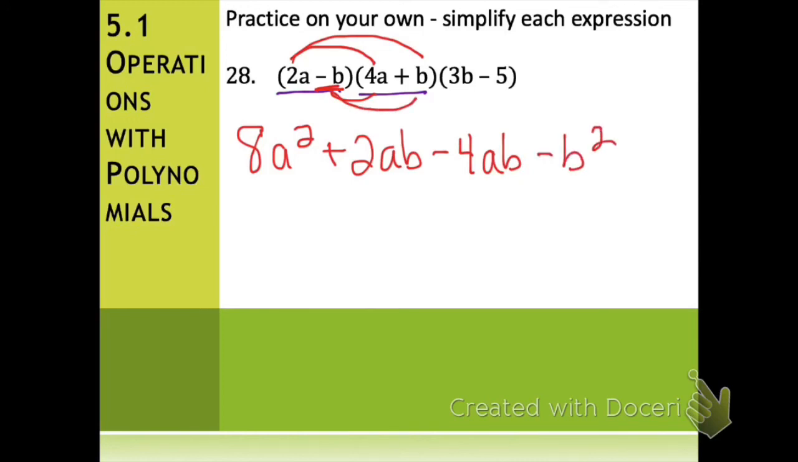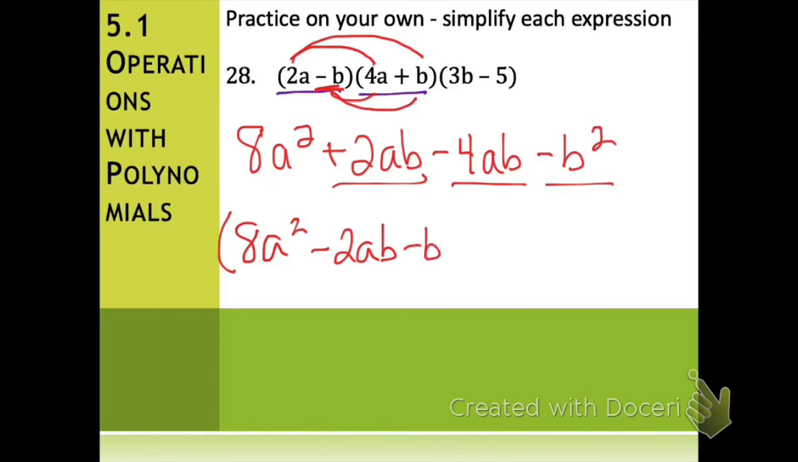I'm going to combine like terms. These are both ab, so those are like terms. So I have, and let's put it in parentheses, 8a squared, put those together, that's minus 2ab, and that's minus b squared. Now drop this third thing down that we haven't touched yet.